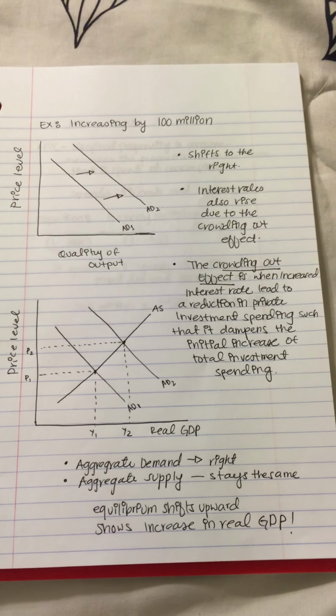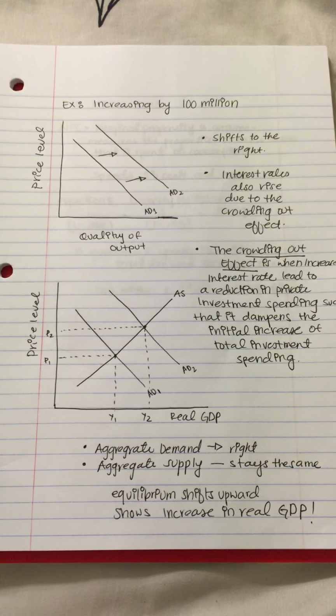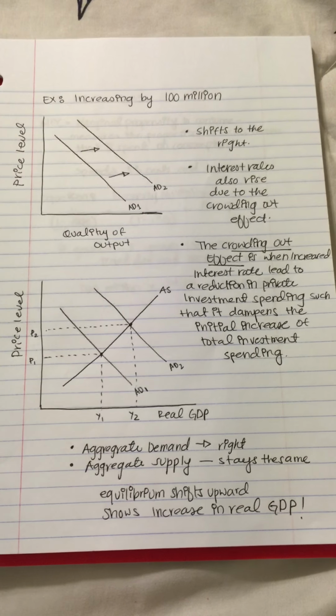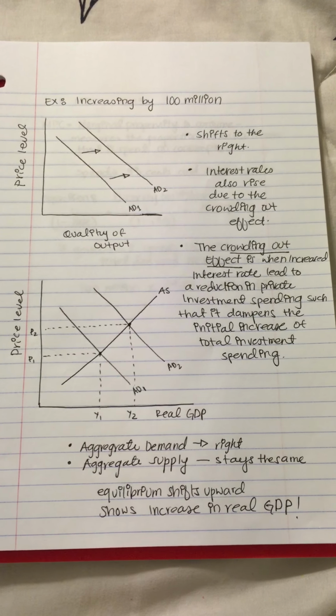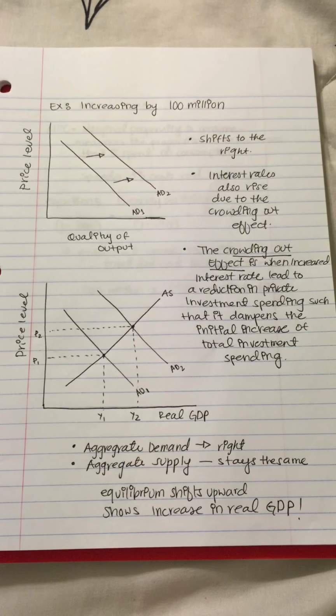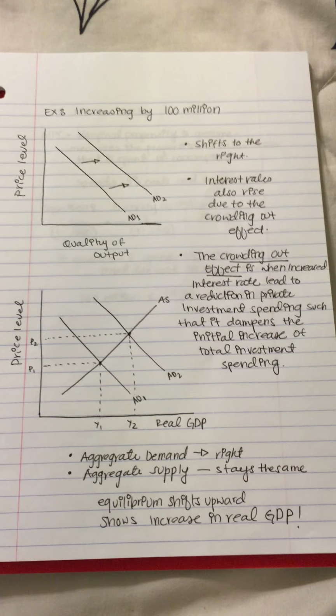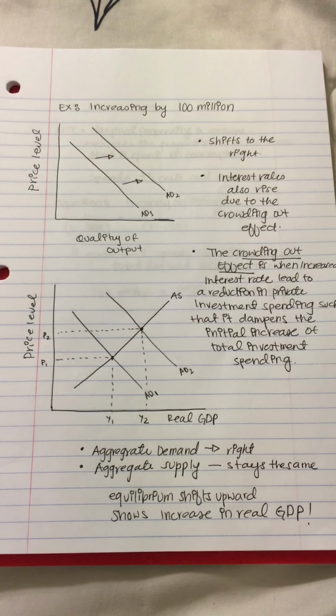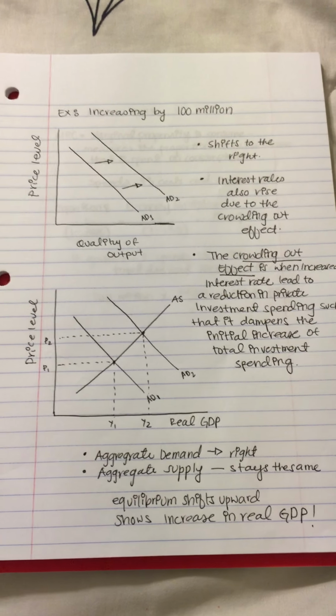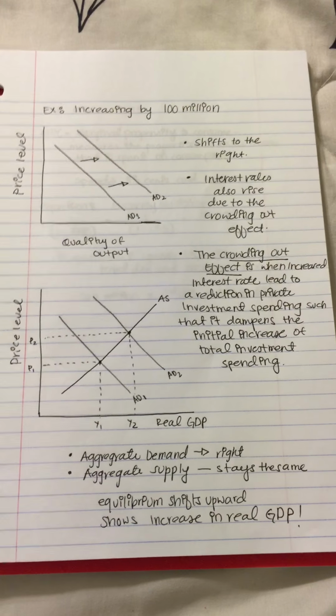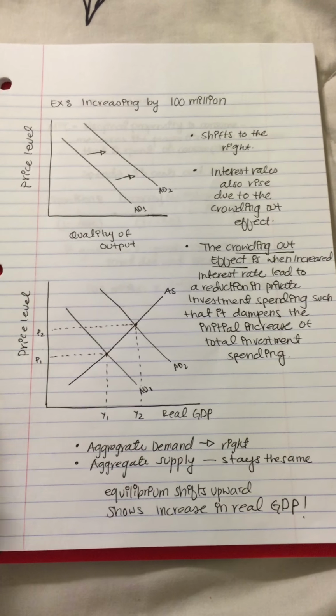And the next graph that you see below it is telling us if this actually affects GDP. So as you can see, the aggregate demand curve on this graph shifts to the right, and the aggregate supply stays the same. And the equilibrium shifts upward, which shows an increase in the real GDP.